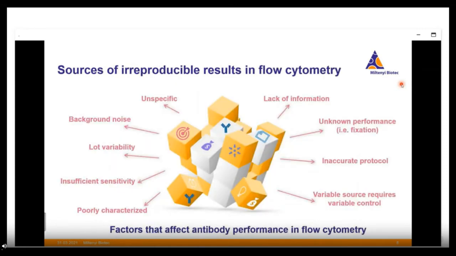So what exactly are the factors that affect antibody performance in flow cytometry and result in puzzling research outcomes? Here I'm showing you several important factors, including the unspecific binding of antibodies resulting in background noise, lot-specific variability, insufficient sensitivity, as well as poor characterization and lack of reagent information. These are also very important factors that affect the performance.